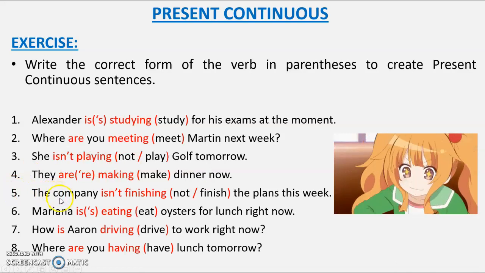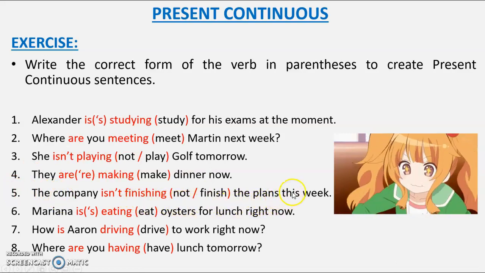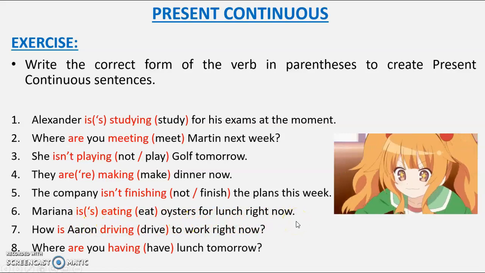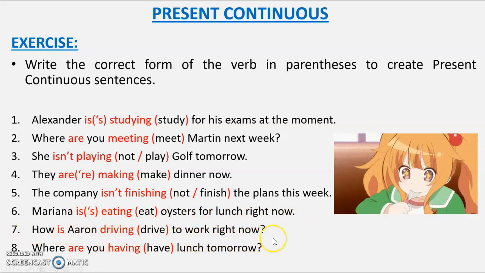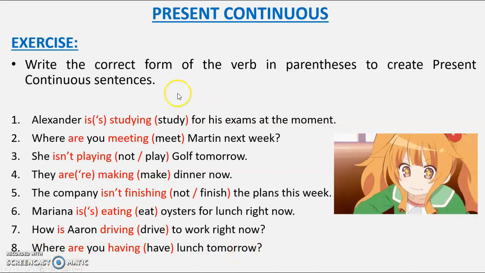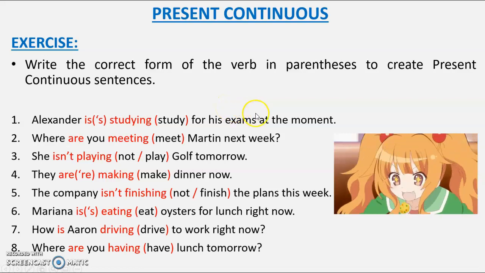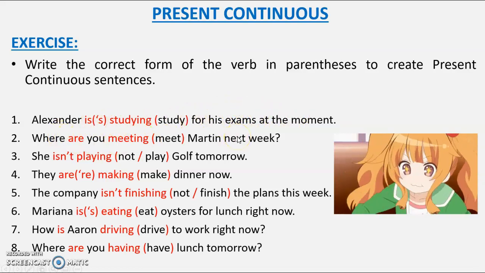Number 5, the company isn't finishing the plans this week. Okay? 6, Mariana is eating oysters for lunch right now. Number 7, how is Aaron driving to work right now? And 8, where are you having lunch tomorrow? If you see kids in these sentences, we can identify the different uses of the present continuous. At the moment of speaking, future, okay?